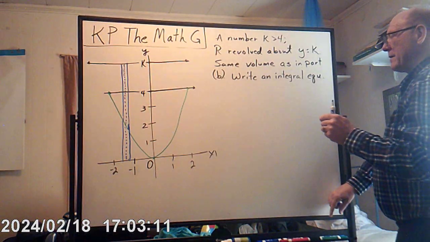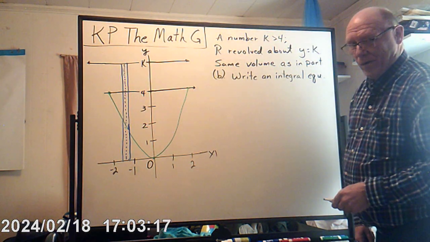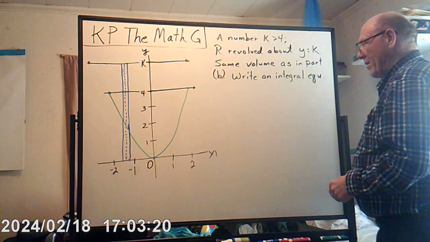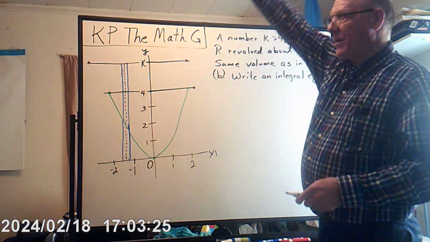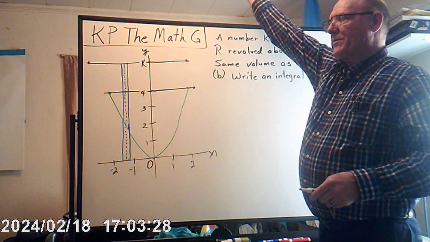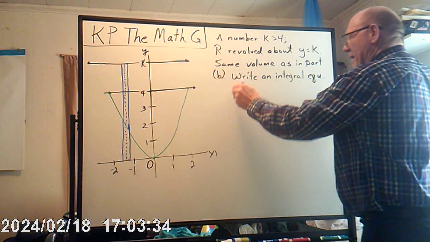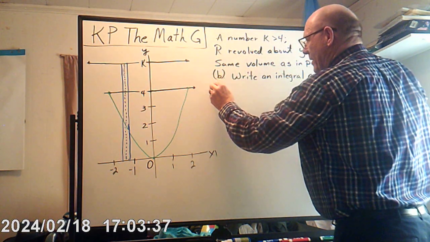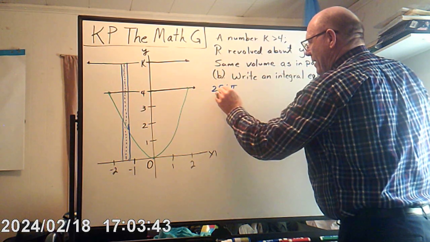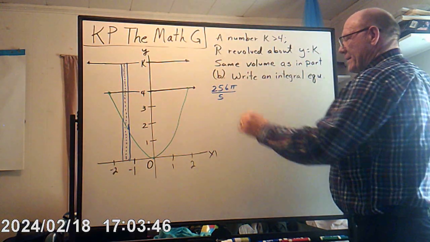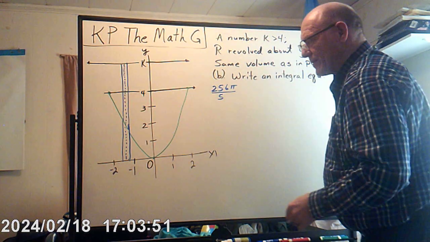Alright, now here's the third one. A number k is greater than 4. R is revolved about y is equal to k. So instead of going this way, it's going to go this way, like this. It's going to revolve this way. Alright, it's going to have the same volume as in part B, that was 256 pi over 5. So same volume, that's what we have here. Then it says write but do not solve.